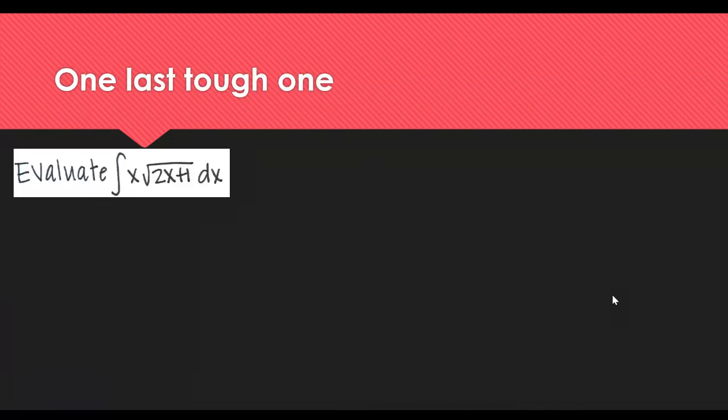So let's do one last super tough one. We have the integral of x times square root of 2x plus 1 dx. My inside stuff is 2x plus 1. That's going to be my u. That means du is 2 dx. Okay, well, when I look at this, I'm missing the 2. That means I'm going to put a 1/2 out front.